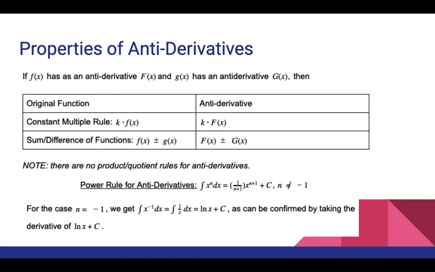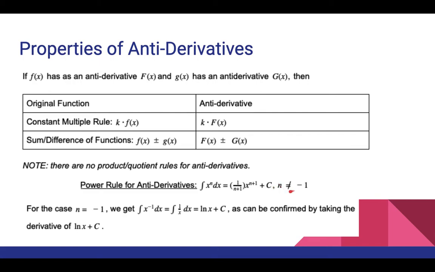Lastly, we have the power rule for antiderivatives. If x to the n is the function we're interested in finding the antiderivative of, the antiderivative of x to the n is going to be 1 over n plus 1 times x to the n plus 1, plus c. We can check this real quick: if we take the derivative of x to the n plus 1, that gives us n plus 1 times x to the n power. The n plus 1s cancel out and leave you with just x to the n. And of course we have the plus c, because when we take the derivative of plus c, we get 0.